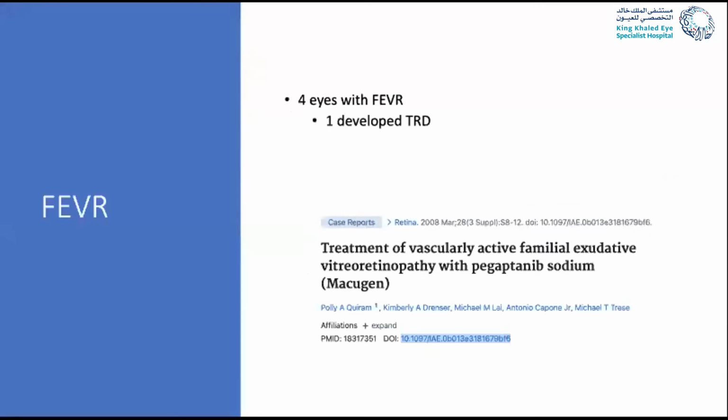FEVR is a much less studied disease in regards to crunch, and there's only one report, from a long time ago. They were actually studying intravitreal pegaptanib, or Macugen, which we don't use much now, for exudation secondary to FEVR that was not responding to conventional treatment. And one of these patients developed a TRD.